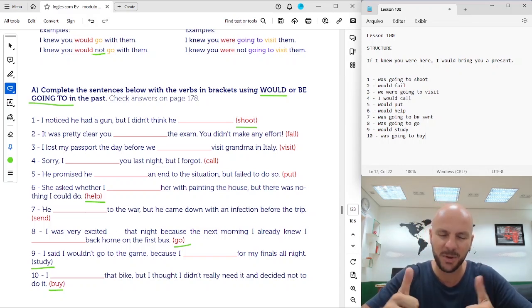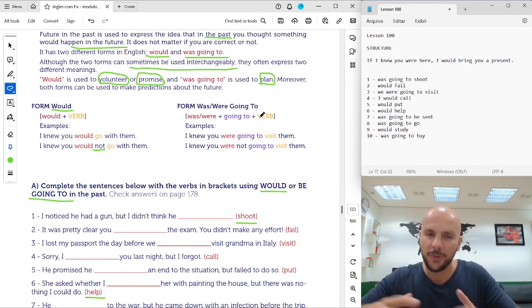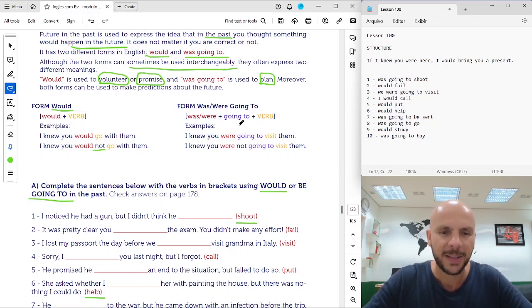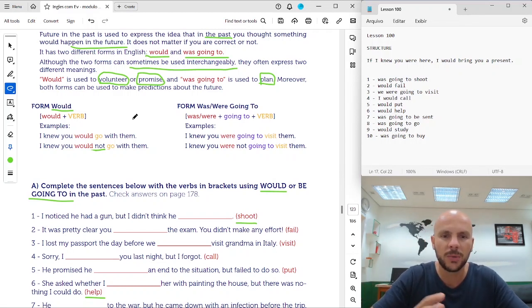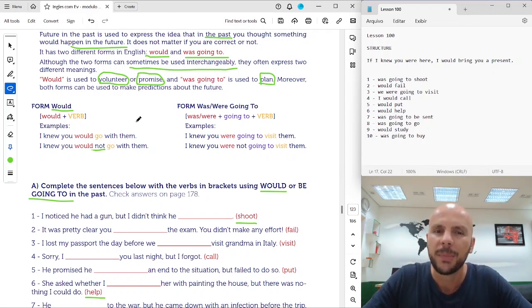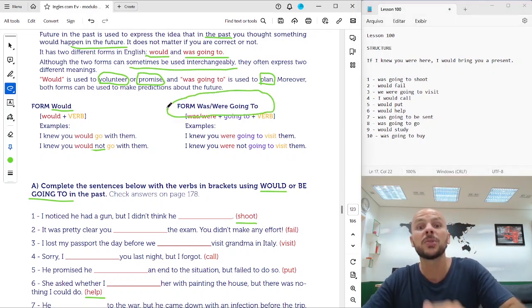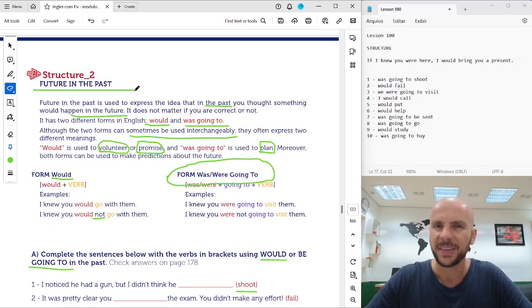Okay, beautiful. I usually don't say that, but I have to be honest with you, okay? Don't worry too much. Of course, if you can distinguish them, it's better. But don't worry too much when you speak English about whether it's would here or was or were going to. Because they are used interchangeably, and this form is more common, okay? I was going to, they were going to, when you talk about future in the past.